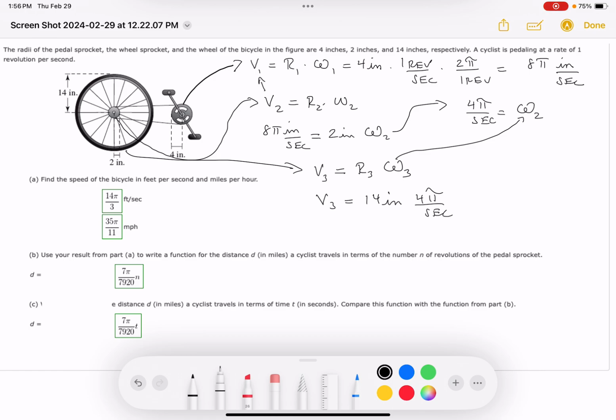By the way, I noticed they want this in feet per second and in miles per hour. So I got to figure that out first. So the first thing to do is know that there's 12 inches in every 1 foot. So what do you get over there? The inches would cancel off, and you get what? Let me think about that. I got to do the arithmetic over here. And that would be 14 thirds of a pi. Let me see if I did that right, because 4 goes into 12 3 times. You get 14 pi over 3, and that's feet per second.